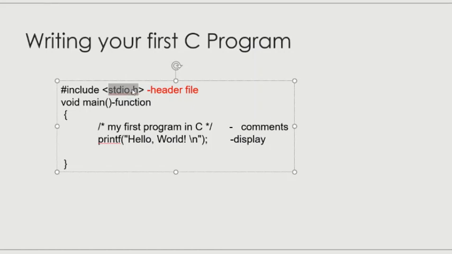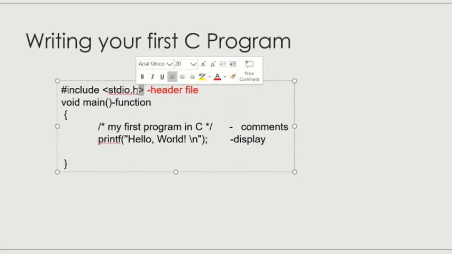Okay, so this stdio.h is the header file, right? We include this file because if we want to use the functions inside it in our program, you can include this header file.